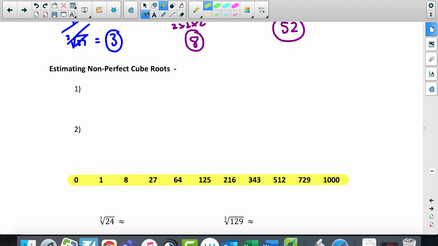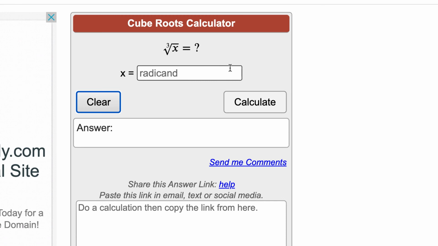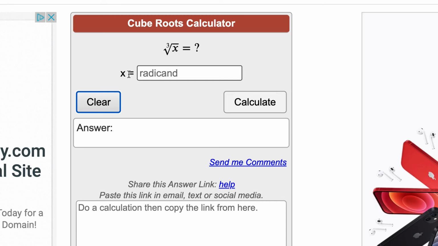So just like before, there's two ways to estimate. One way to estimate is to use a calculator. But remember, it's only going to be an estimate, because what kind of answer will you get? You'll get a decimal. So for example, if I did the cube root of 24, I'm using a different calculator this time. It says cube root of x, and x is the radicand. Remember that the radicand is the number inside. So if I just put 24 in here, it's going to take the cube root of 24. And let's see what we get.